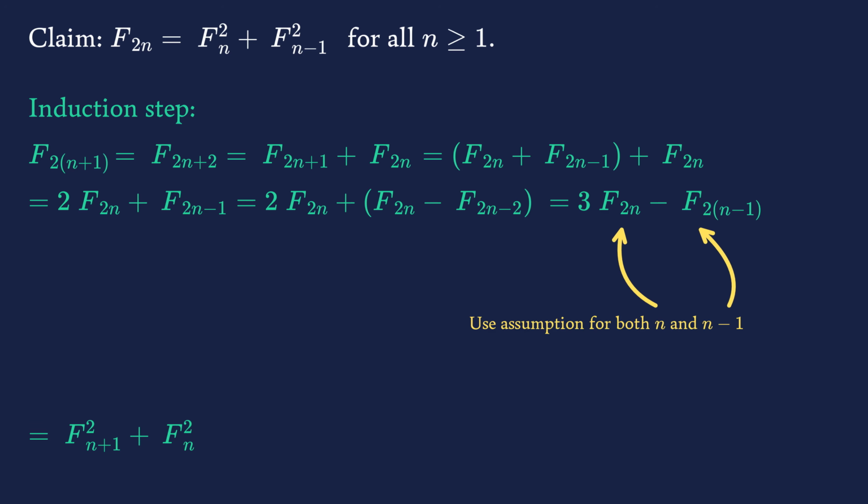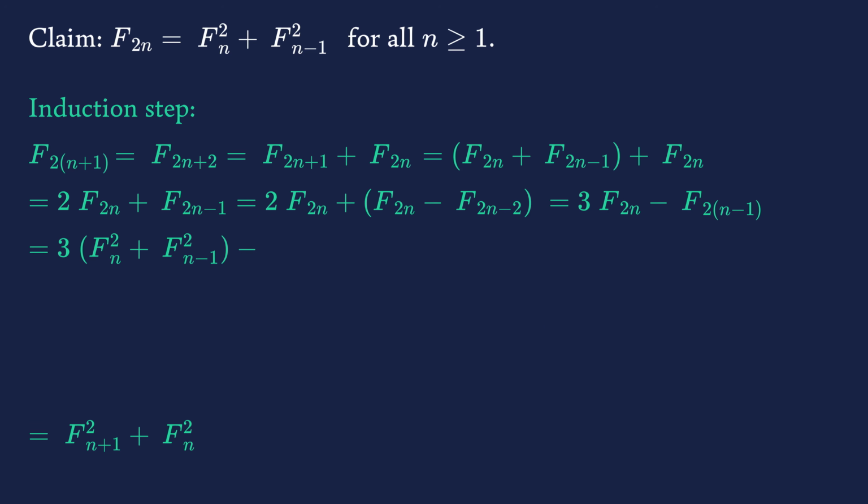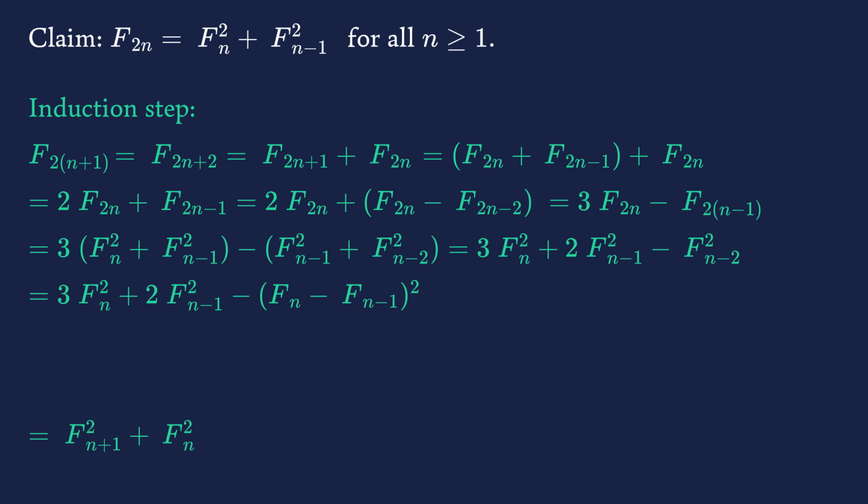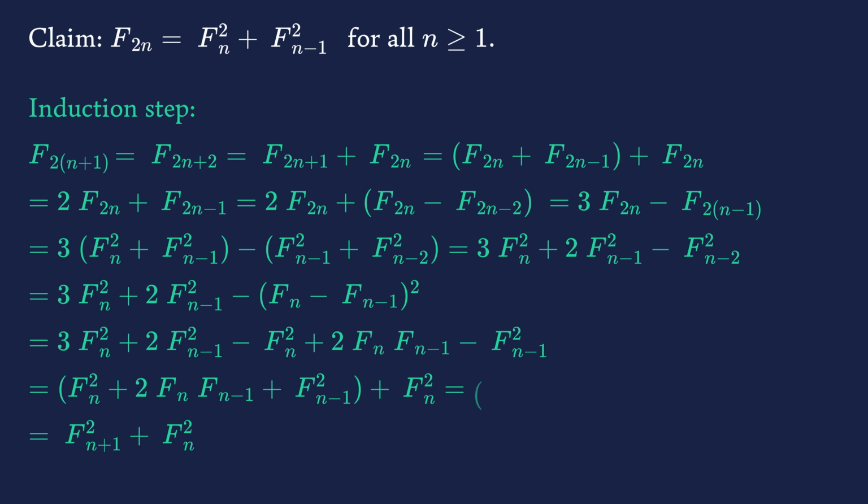If we are using several previous steps in the induction proof, you have to show just as many in the base case. If we plug in the statements about n and n minus 1 and expand, we will get this expression here. We can do a similar trick as before and replace fn minus 2 by fn minus fn minus 1. Then it's just a few lines of tedious algebra, mostly the binomial theorem, that brings us to the expression we want.